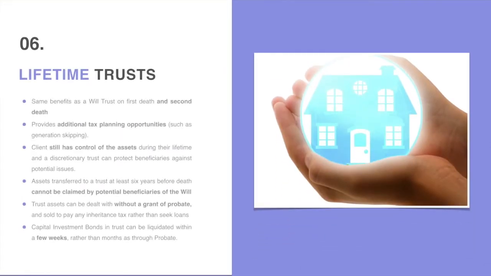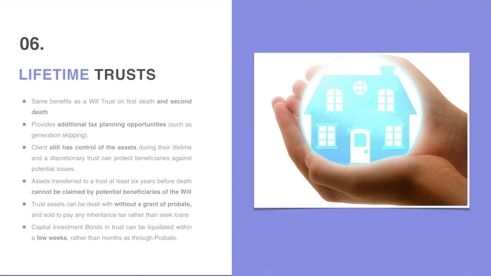The next level of options is using lifetime trusts. These give the same benefits as a will trust on first death, but also on second death. It provides additional tax planning opportunities such as generation skipping. The client still has control of the assets during their lifetime, and a discretionary trust can protect beneficiaries against potential issues when the assets are falling to them, so they don't necessarily have to take the assets when the person dies. They can decide to leave it in the trust or pass it to their children.